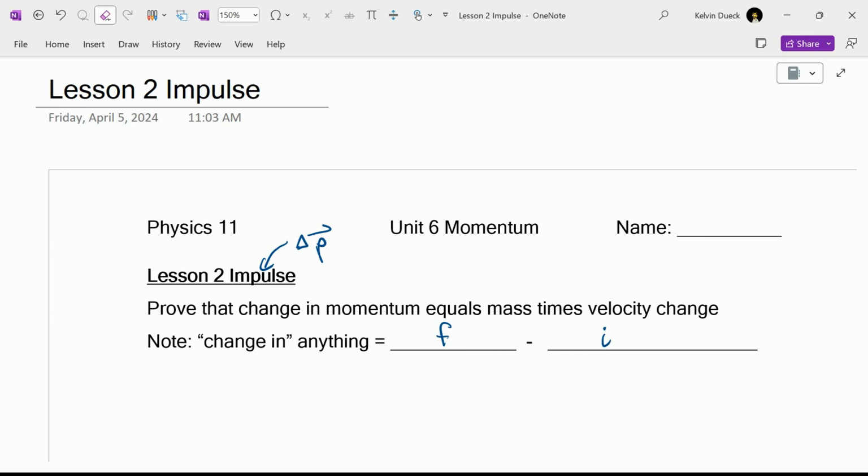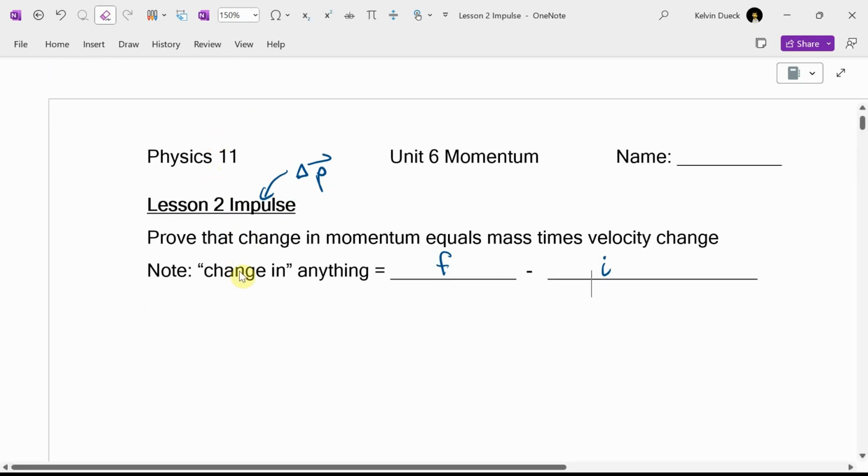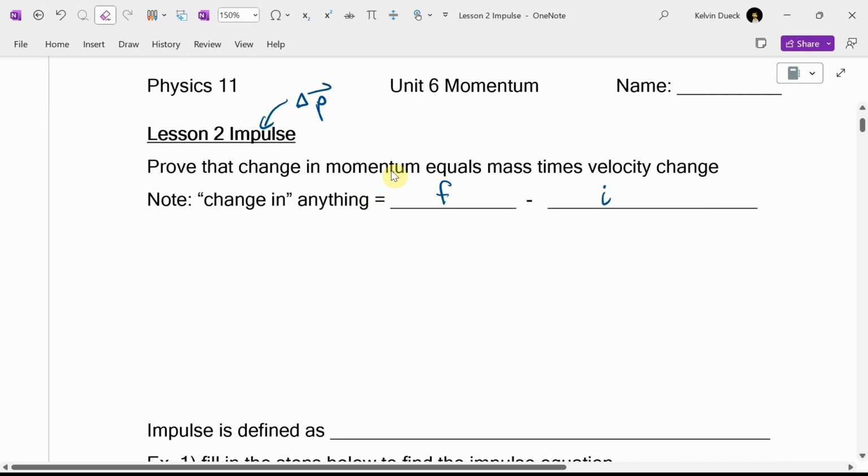So just for the giggles, what's change in anything? Everybody. What's change in anything? Everybody. Final minus initial. By the way, it's almost a tongue twister. I already heard somebody do finus minus. Don't feel bad. It happens to everybody. But change in anything is final minus initial. Change in momentum has a special word that starts with letter I. Impulse. Okay.